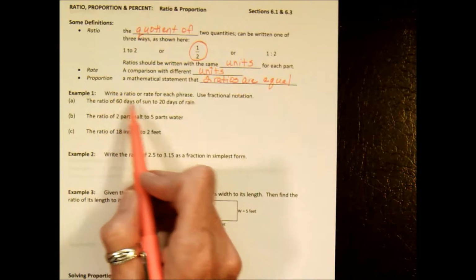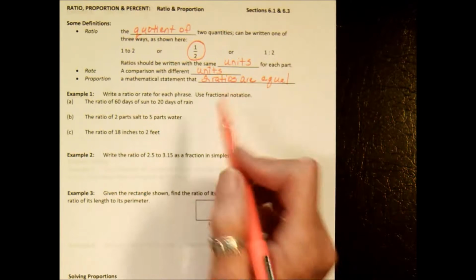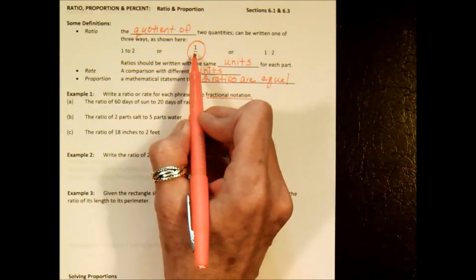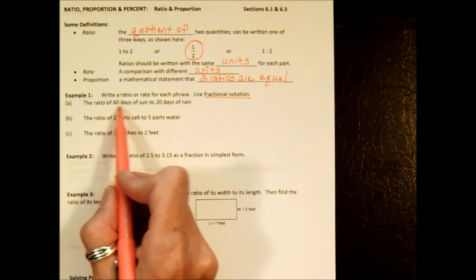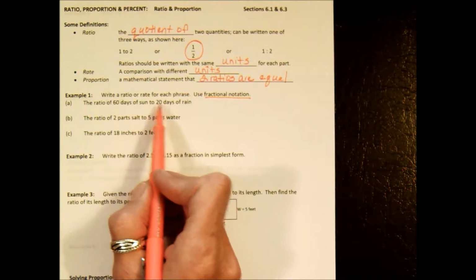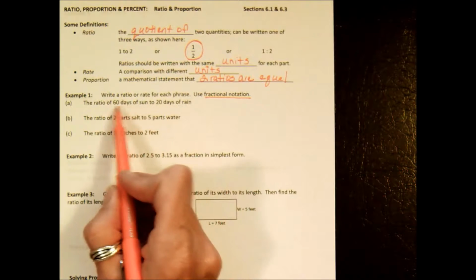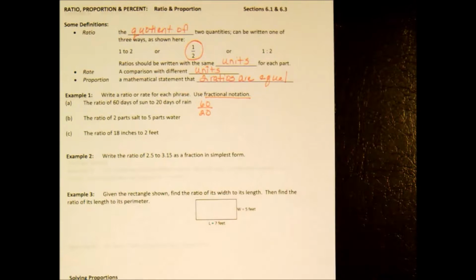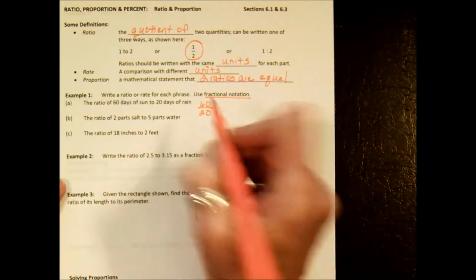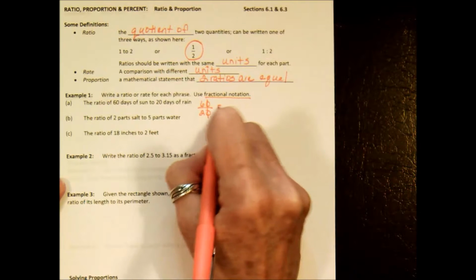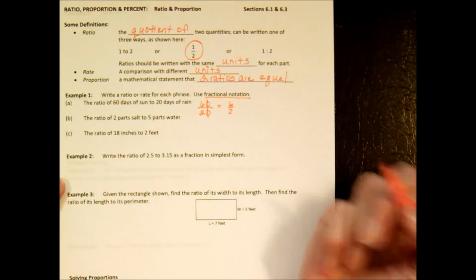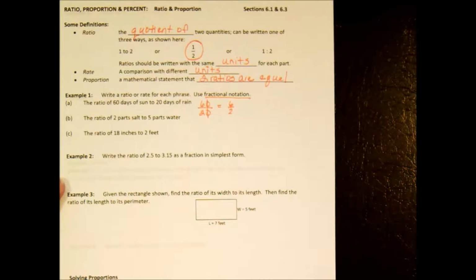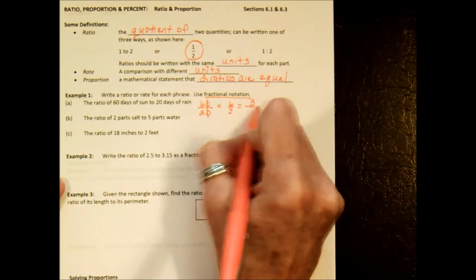The first one says write a ratio or rate for each phrase. Use fractional notation. So we're going to use this notation. The ratio of 60 days of sun to 20 days of rain. And the order matters. It has to be in the order given. So 60 to 20. Now, like fractions, ratios have to be simplified. So let's first divide by 10. That gives us 6 to 2. And then let's divide by the GCF here, which is 2. And that gives us 3 to 1.